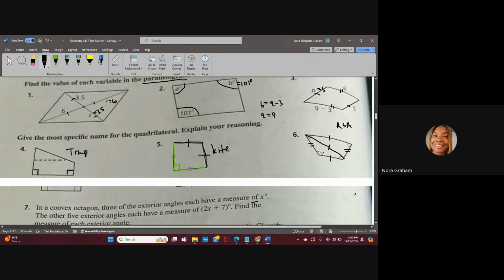Okay. Parallelogram because their opposite sides are equal. Let's put parallelogram. Okay. It's a parallelogram. Any questions on 4 through 6, go ahead and put them in the comments. I'll happily answer them. All right, let's look at 7.